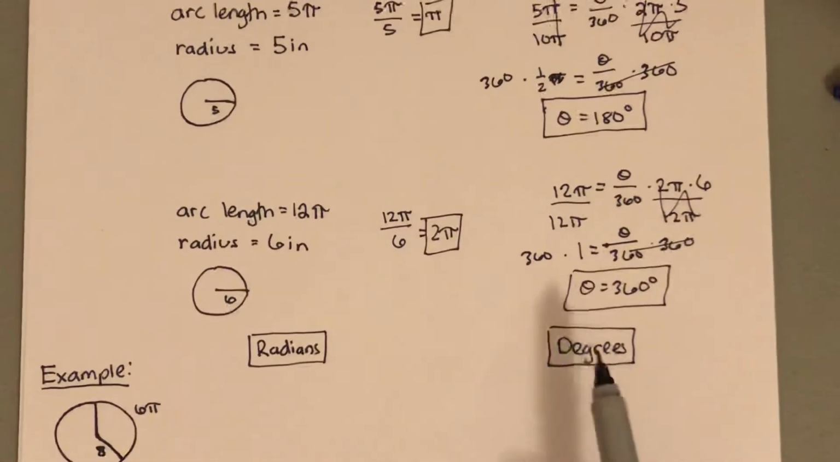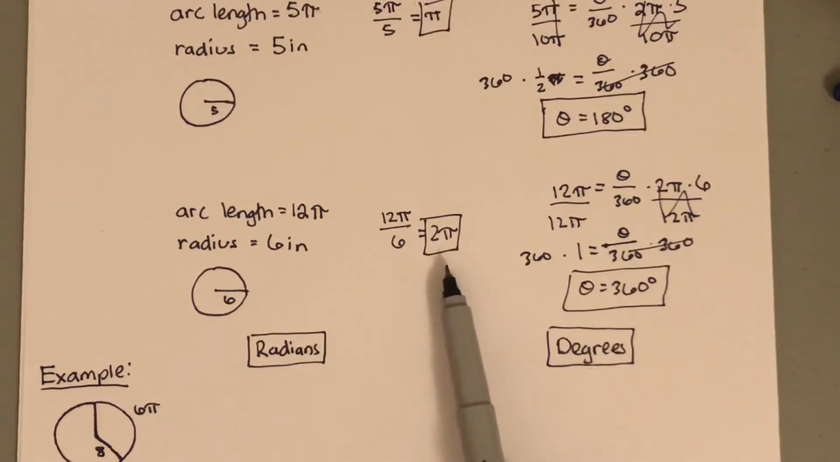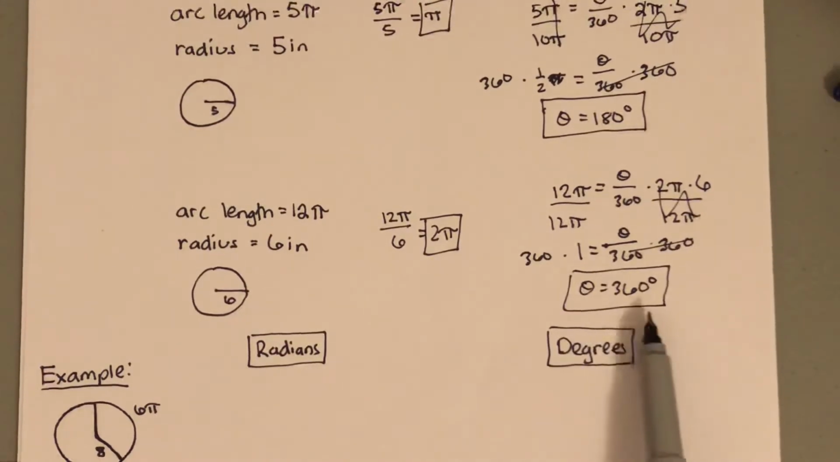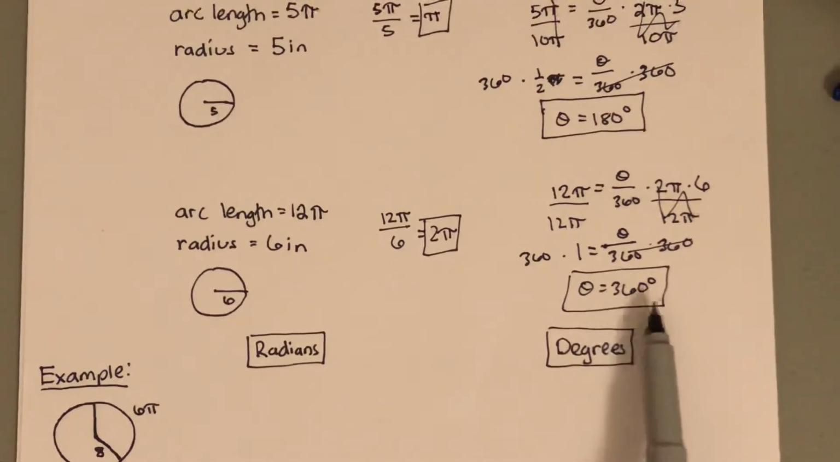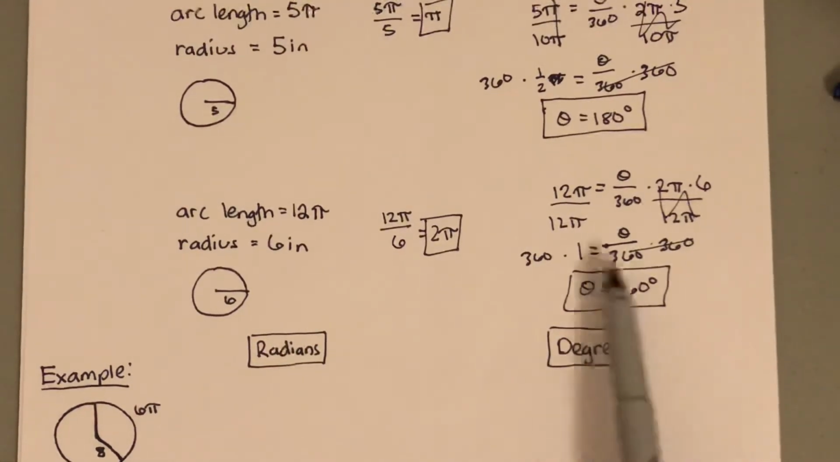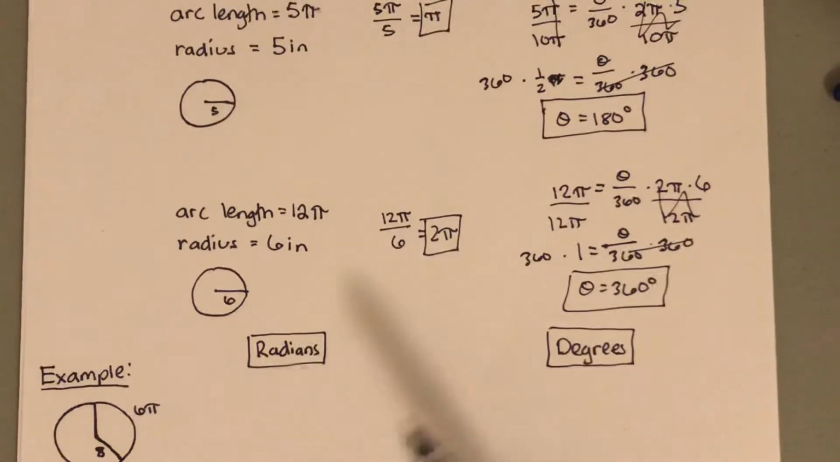So that tells us that if you have a measurement of 2 pi radians, if an angle is 2 pi radians, that's the same as a 360 degree angle, which means 2 pi is like all the way around the circle. It's a complete circle, just like 360 degrees is a complete circle. So is 2 pi radians.